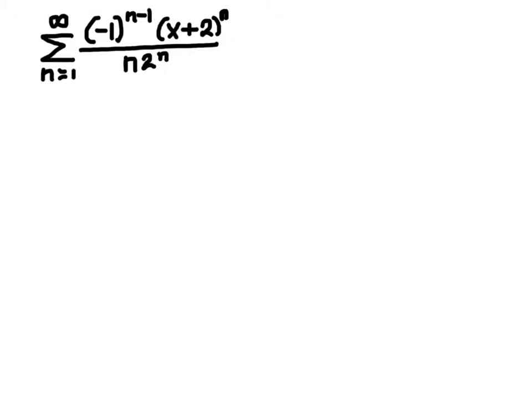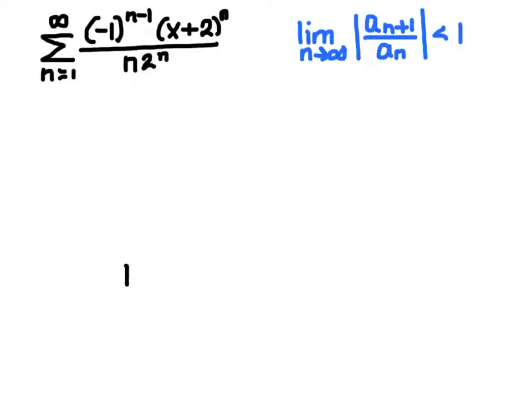Now remember, with the ratio test, we want to find the limit as n goes to infinity of the absolute value of a sub n plus 1 over a sub n, and for what values of x is this less than 1? So let's move this up here. Okay, so we'll do this in black.